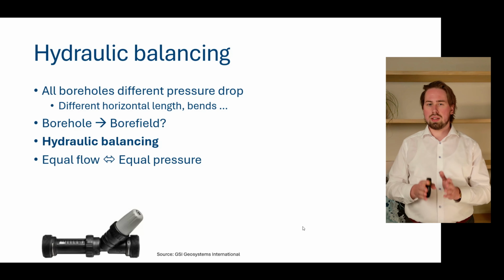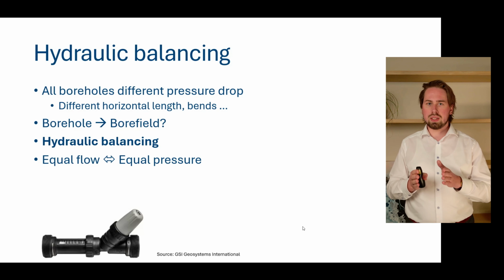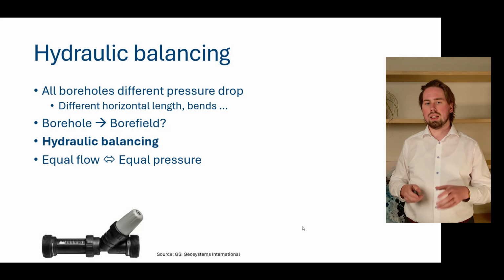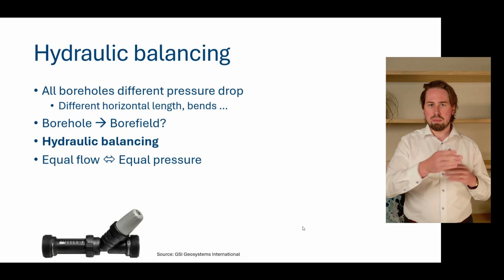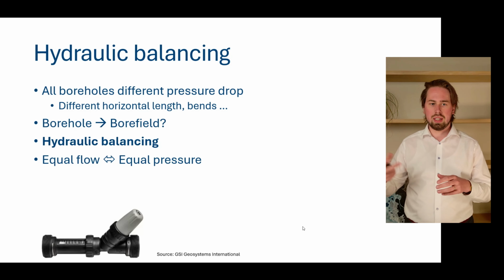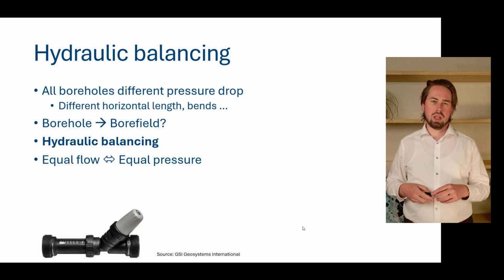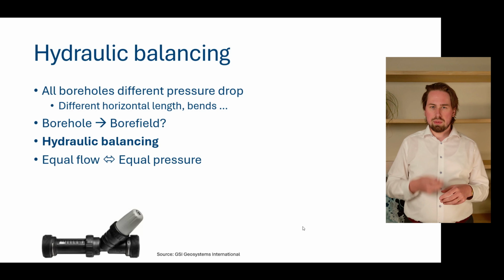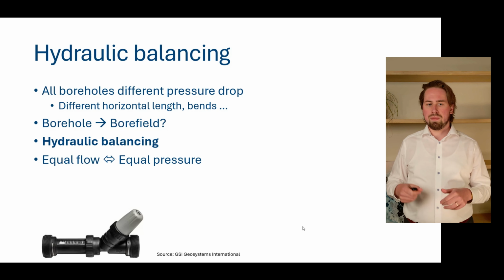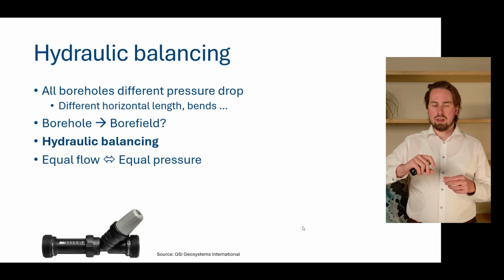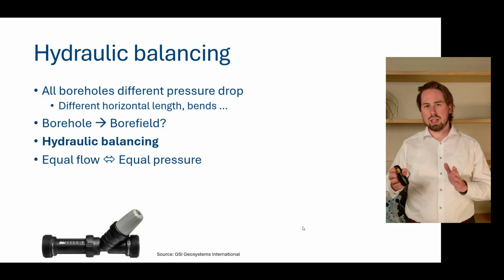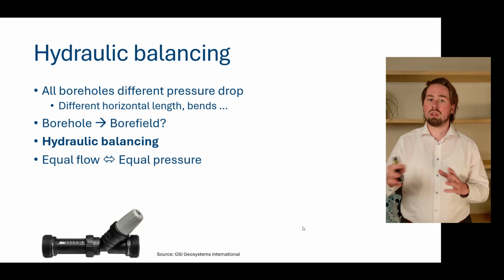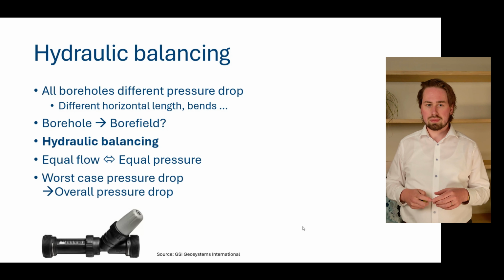The way to do that is to make sure that the fluid has all the options to go through. If we make sure that every borehole has the same pressure, we can ensure that they will have the same flow rate. The way we do that is by these balancing valves, or flow regulators. We place them on the manifolds and we can just turn them and make sure that the flow rate in all of our boreholes is actually the same.